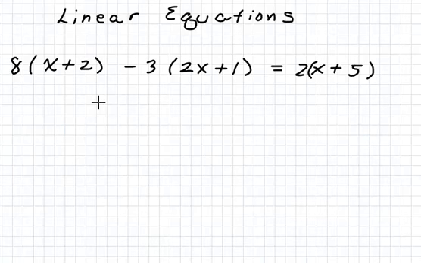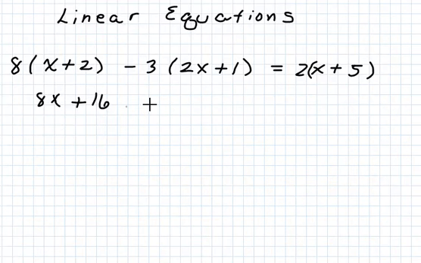Okay, so let's try to find the solutions to this equation here if it has any. So what I'm going to do first is distribute this 8 across. So we have 8x, 8 times 2 is 16. Then I'm going to distribute this minus 3 across. So we have minus 6x, right? 3 times 2 is 6, and then minus 3 times 1 is just minus 3.